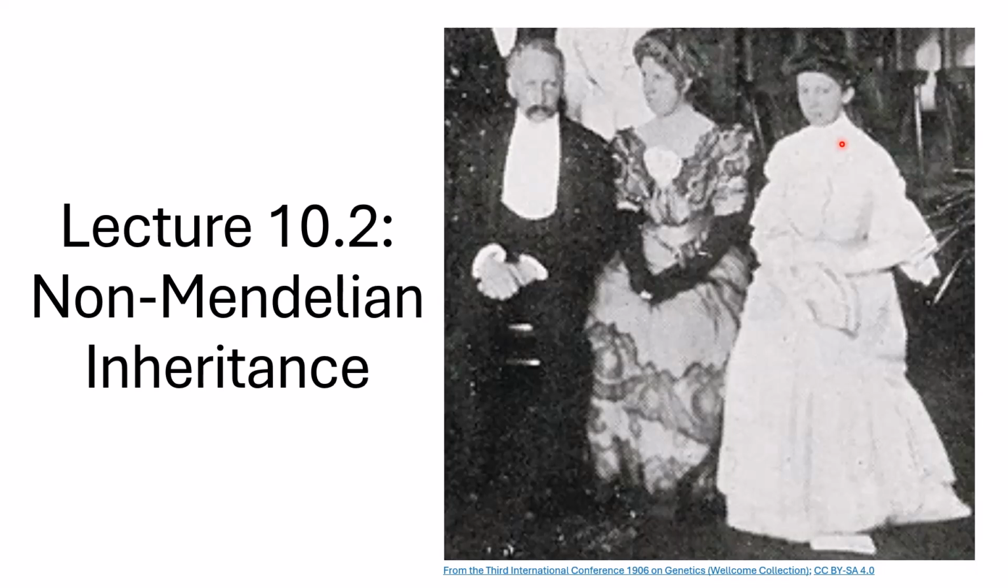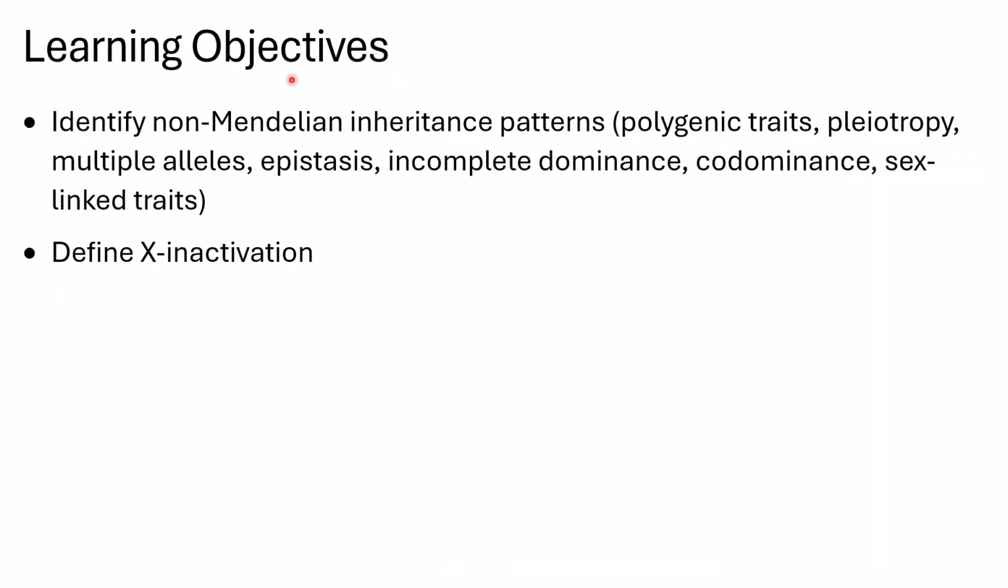Our learning objectives for this video are to identify non-Mendelian inheritance patterns, specifically polygenic traits, pleiotropy, multiple alleles, epistasis, incomplete dominance, codominance, and sex-linked traits. We will also talk about what X inactivation is and why it's important.